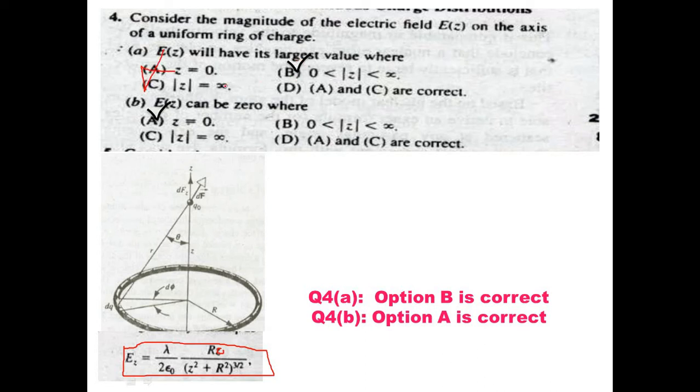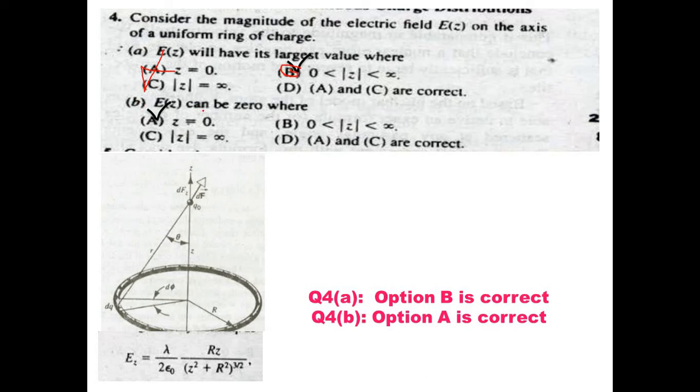Next is z is equal to infinity. If I put z is equal to infinity, then what would happen here? When I put z is equal to infinity, then it becomes an infinity over infinity form, that is an undefined form. So option C also cannot be the correct choice. So if A and C are not correct, only the left option is option B. This is the correct option.